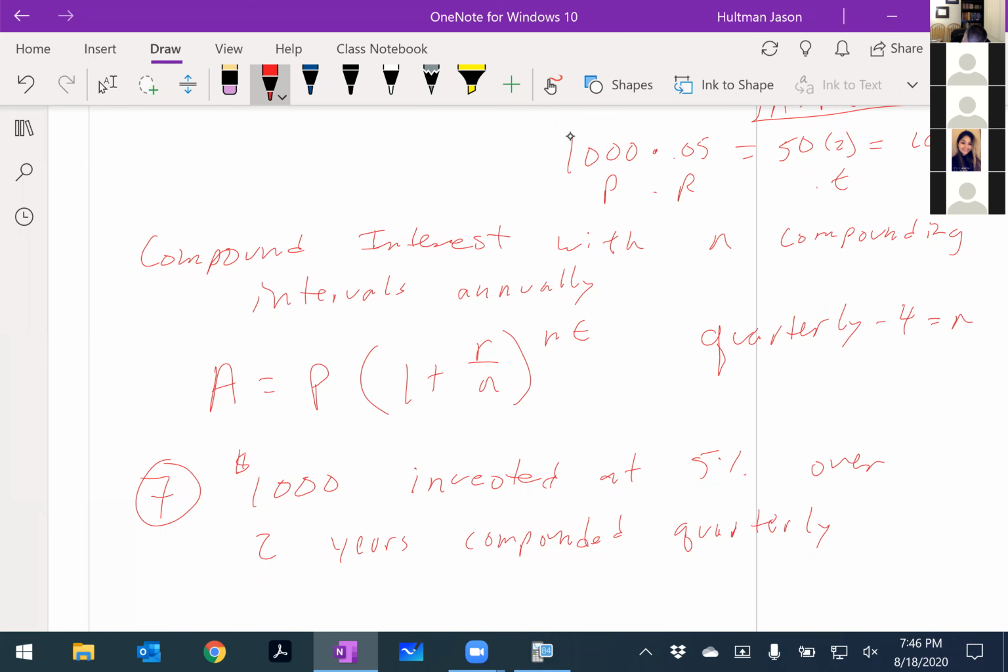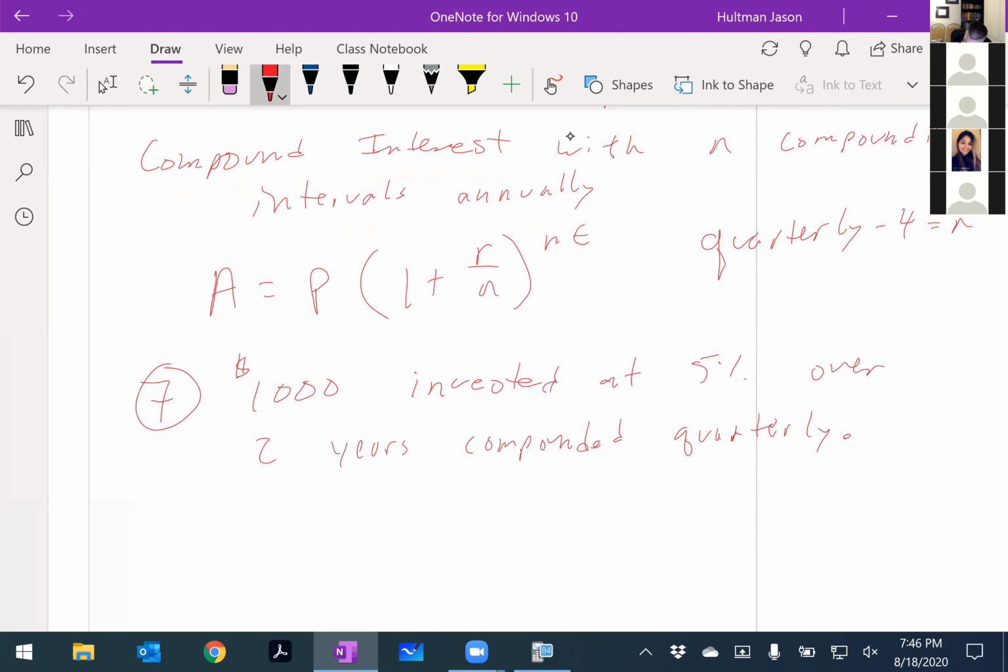Okay, it's compounded quarterly. So if it's compounded quarterly, then we have to use this formula because we have more than one compounding unit. Now, if you let n equal 1, this just defaults back to the previous formula, right? Isn't this just 1 plus r to the t power? There you go. That's your compounded annually formula. But here, we're going to compound 4 times, right? So n is equal to 4 here.